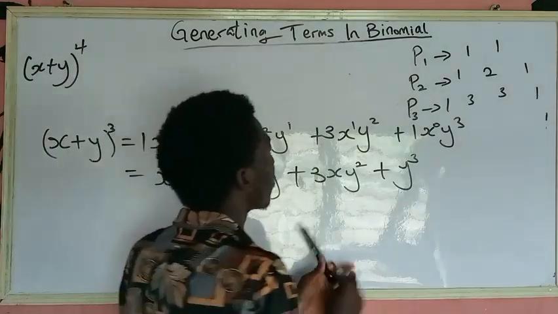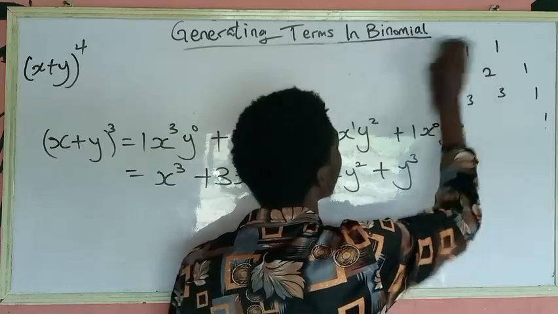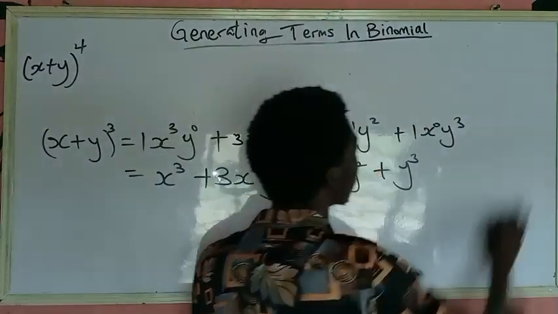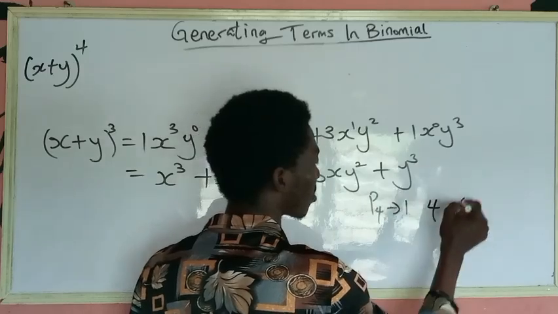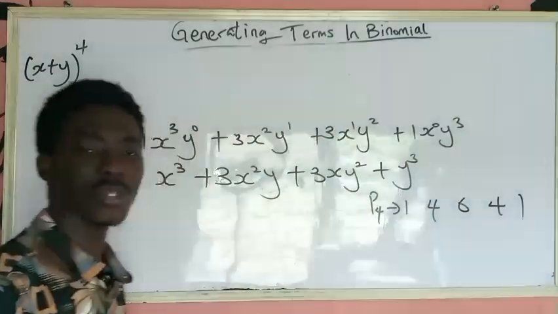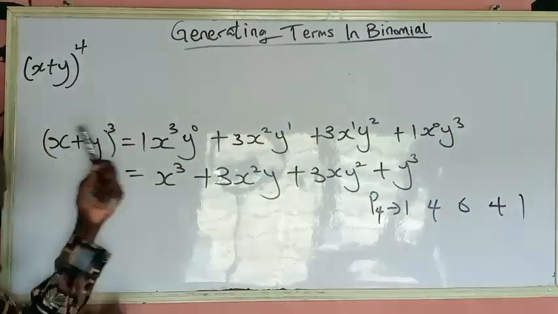For the first power, my P4 is 1, 4, 6, 4, 1. You can take my other videos on Pascal triangle. So let's take for this.